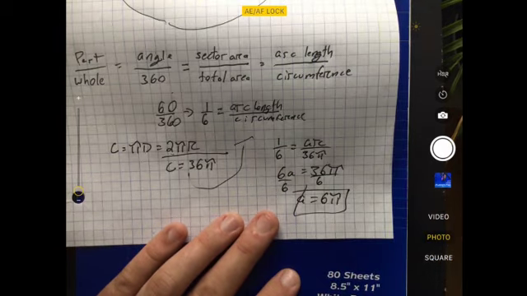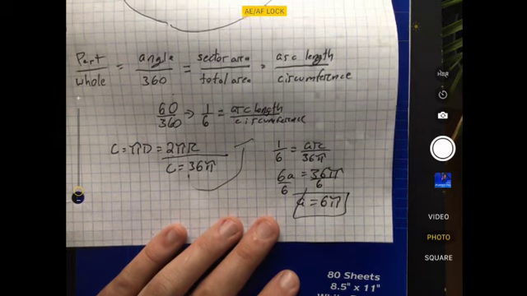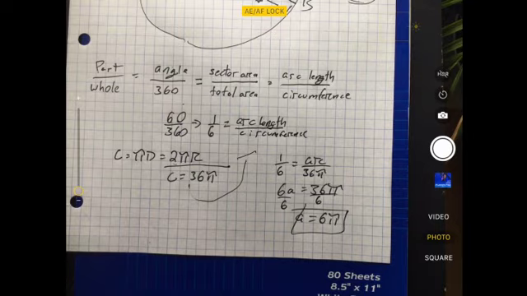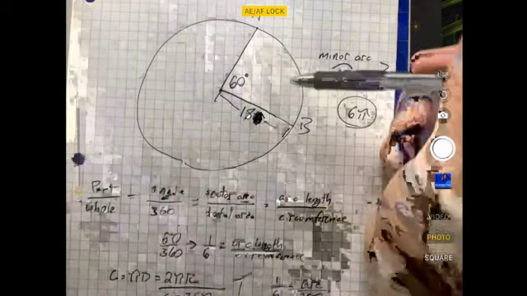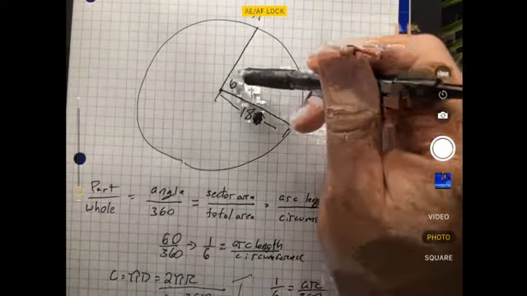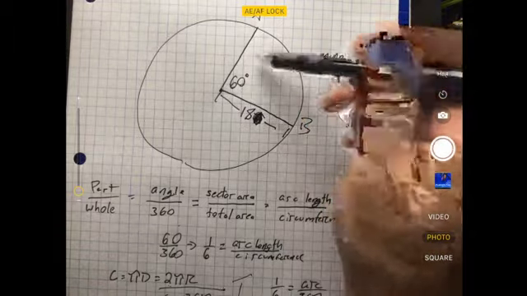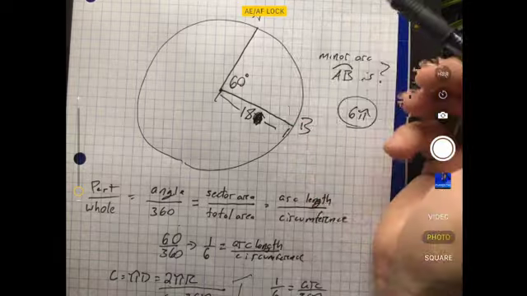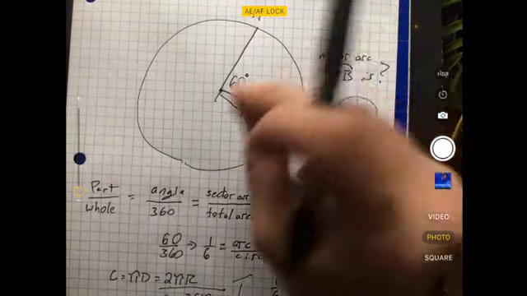So don't be intimidated by them, but you do need to find what percentage this angle is over the whole, or this area of the sector over the whole, or the arc length over the whole. And once you find that, then you can kind of rip through these problems pretty quickly. I'm going to give you one more that's kind of difficult and see how you guys hang with it.